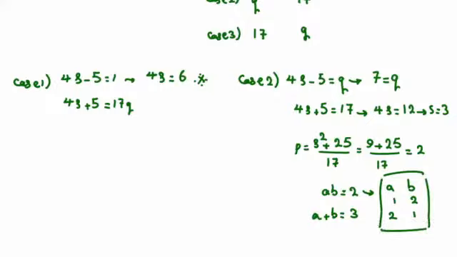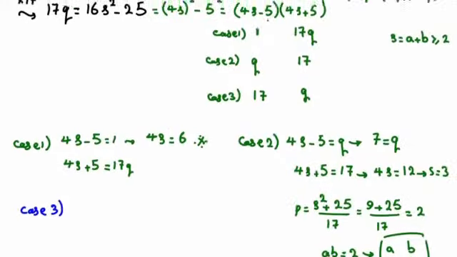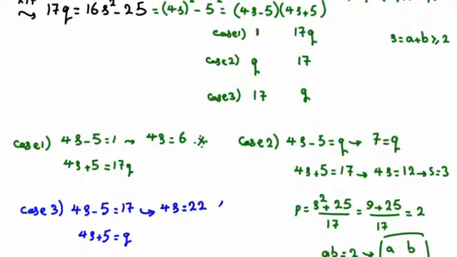Let's consider the last case, case number 3. Here 4s minus 5 is 17 and 4s plus 5 equals q. Again, if you add 5 to both sides, 4s equals 22. 22 is not a multiple of 4. Okay, so we don't have any answer here.